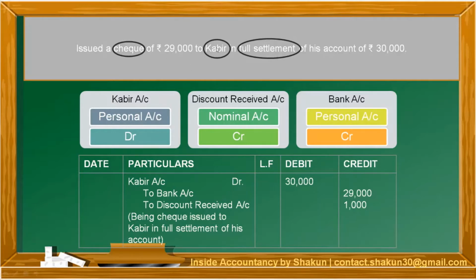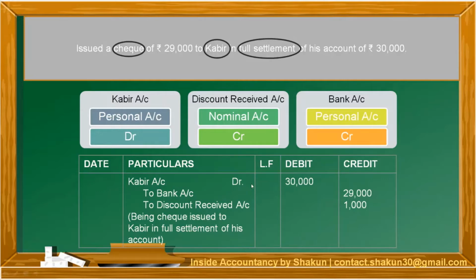Now this cheque has been given to Kabir in full settlement of his account of 30,000. See, whenever you read the words full settlement, you should know that there is some kind of discount in the question. Now, the amount to be paid to Kabir was 30,000, but we are paying him only 29,000, that too in full settlement, which means in full and final settlement of his account. That means 1,000 is the amount of discount that has been received. Since this is discount received, it's a nominal account. Debit all expenses and losses, credit all incomes and gains. Since it is an income for us, therefore credit. So now we have one debit and two credits. So let's pass the journal entry.